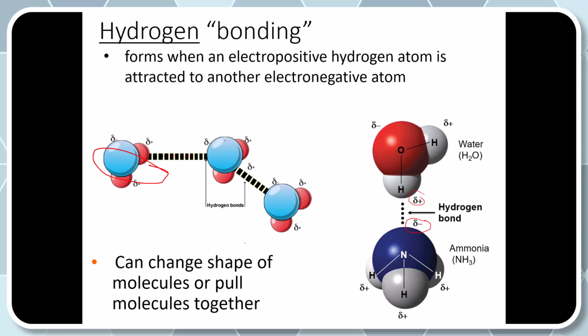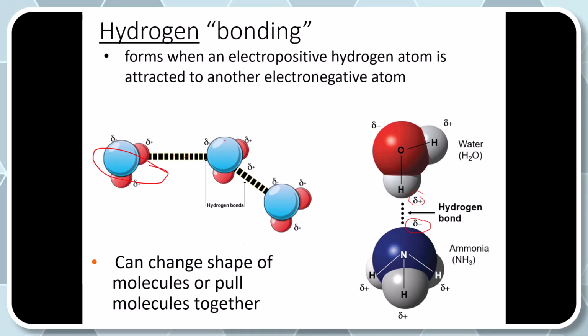So hydrogen bonds are important in biology because they can pull molecules closer together, and it can change the shape of a molecule. Later we'll talk about proteins, which are really large molecules, and they fold up together with hydrogen bonds.